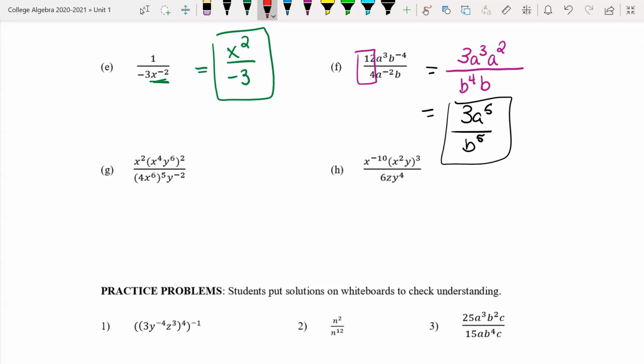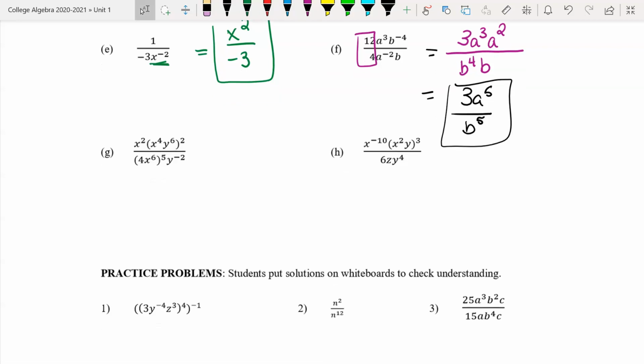All right, as we get into some more difficult ones, again, anytime you have a power to a power, I would do that first. So I'm going to rewrite this. I have x squared on the outside times, that's x to the 8th, y to the 12th. On the bottom side, that's to the 5th power, that's to the 5th power. So 4 to the 5th, x to the 30th, y to the negative second. So now we rewrite it, simplify, and make your exponents positive.